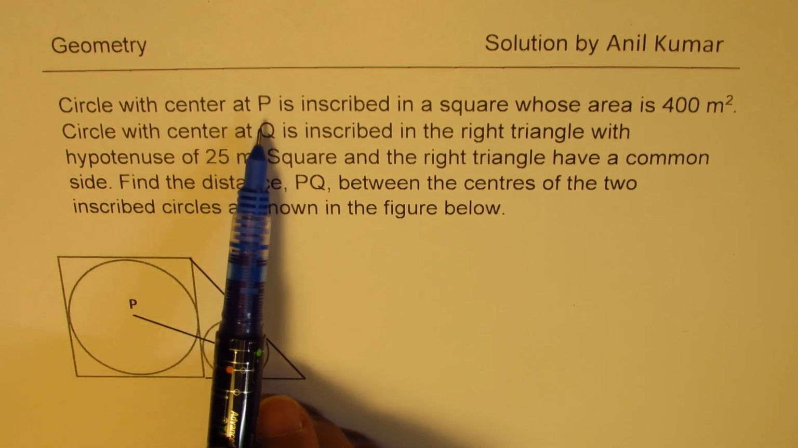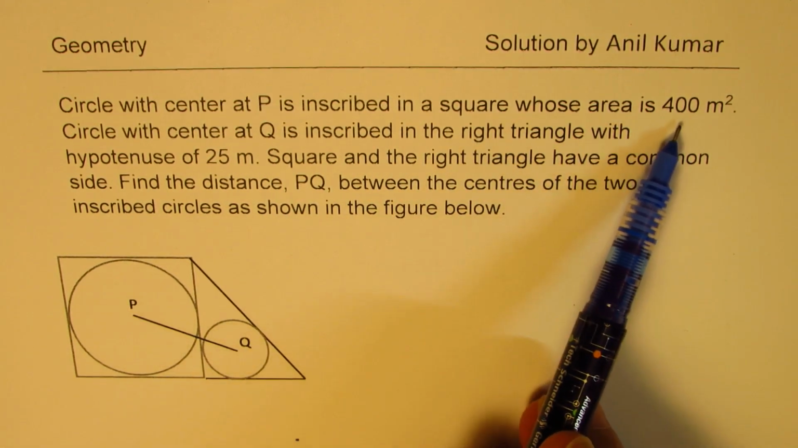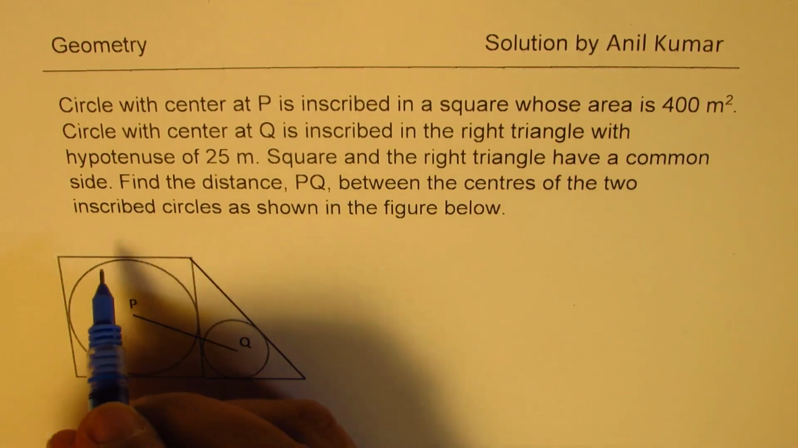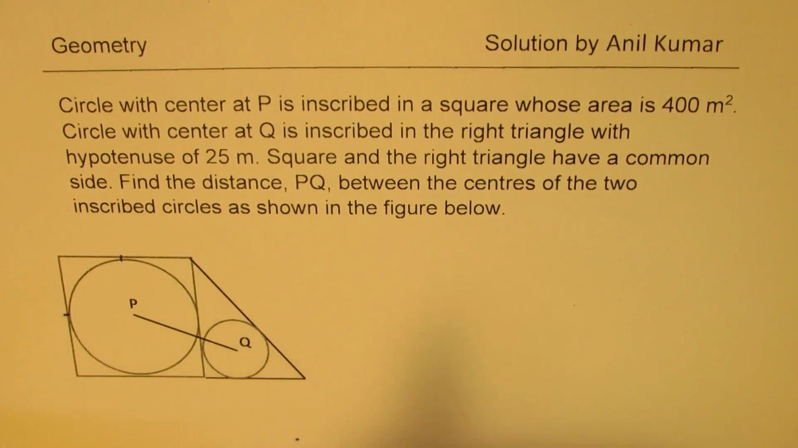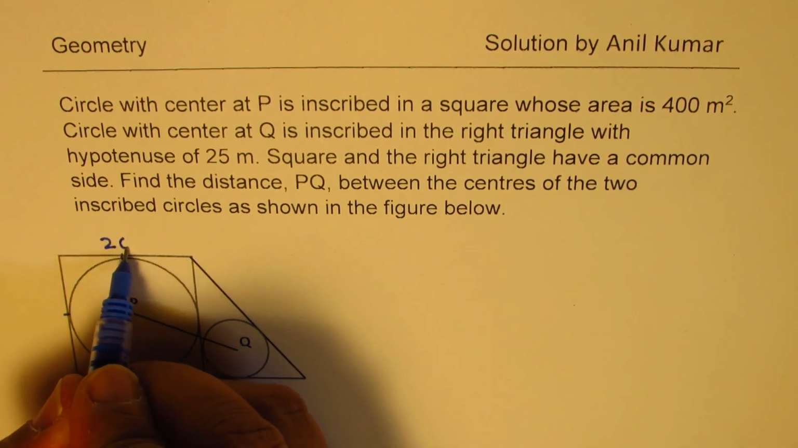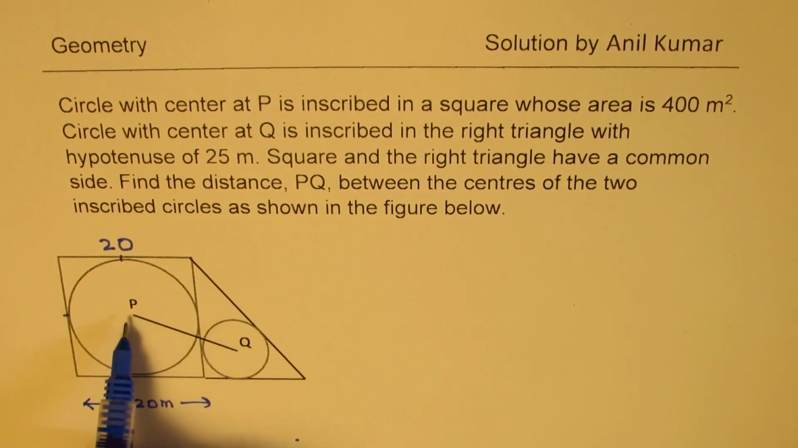Circle with center at P is inscribed in a square whose area is 400 meters square. So this square is 400 meters square. All sides are equal. So 20 times 20, that means each side is 20 meters, right? So each side of this is 20 meters. Correct? So that is the first thing which we have got. That is the circle with center P.